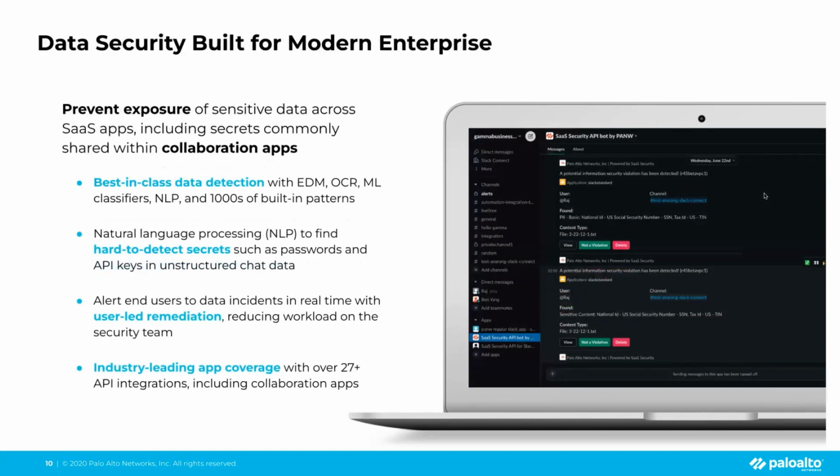Next one, data security built for the modern enterprise. This is in reflection of some of the modern paradigms that we're seeing when we talk about data security. First is really about best-in-class data detection. This is not net new. We already had support for EDM and OCR. We just brought support for these even within data-at-rest scanning for SaaS-based applications.